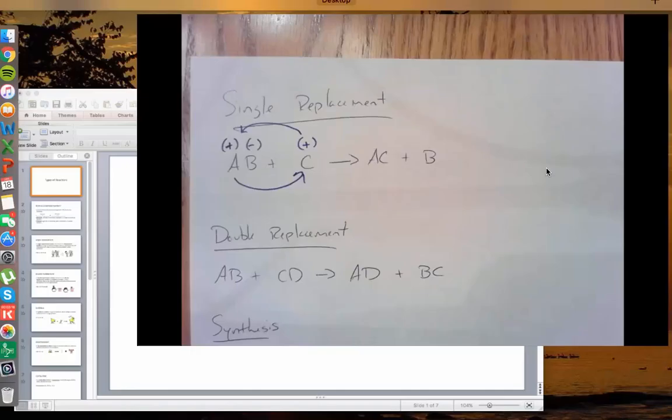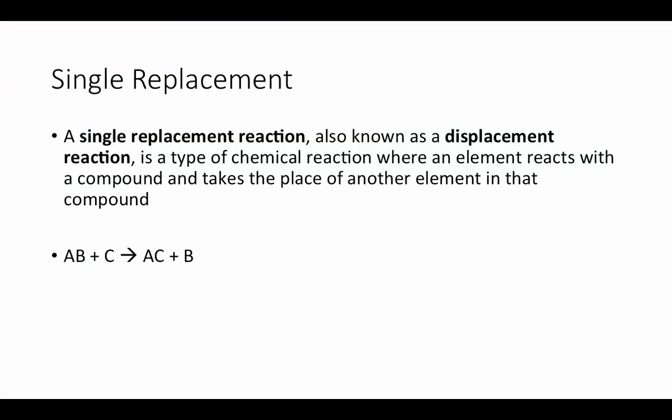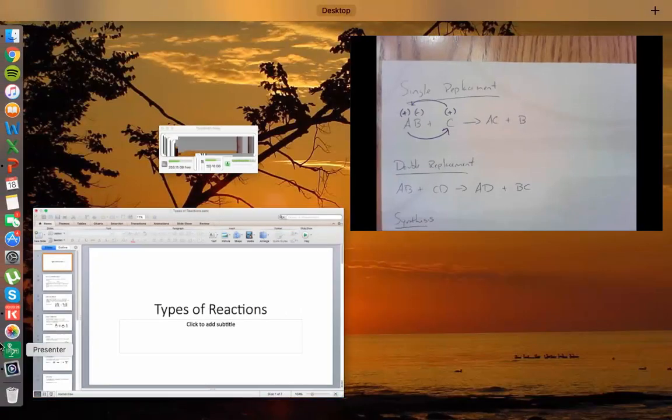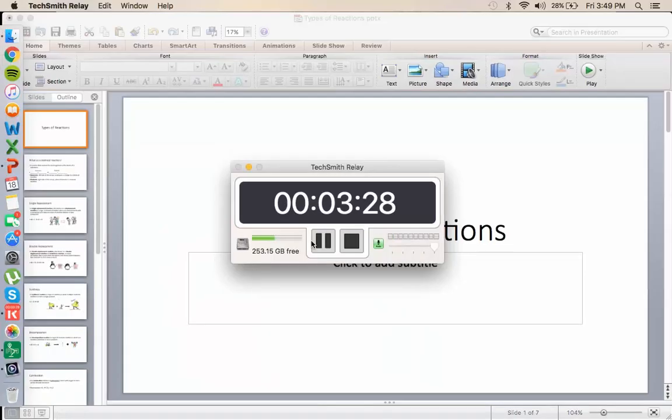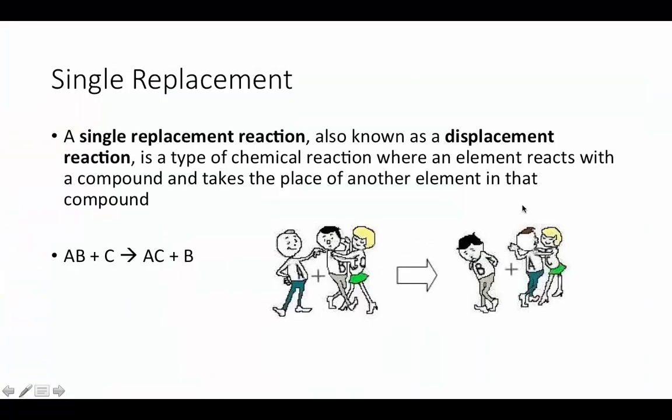So if we were to re-look at our single replacement reactions, oh no, technical difficulties. Let me pause. Alright, so now we're back. Sorry, my picture wouldn't load.